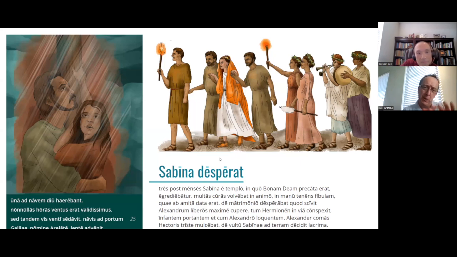Sabina gets on the boat. I mean, we won't follow all of it through, but in a storm she clings to another passenger, Alexander, and that develops into a love affair.